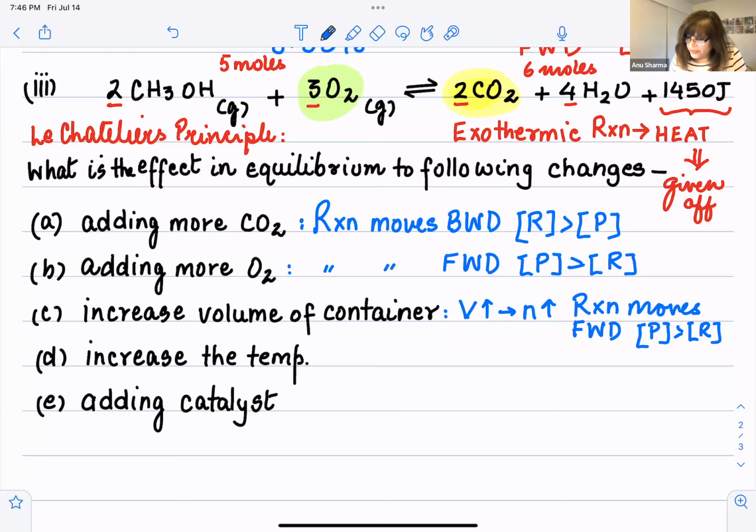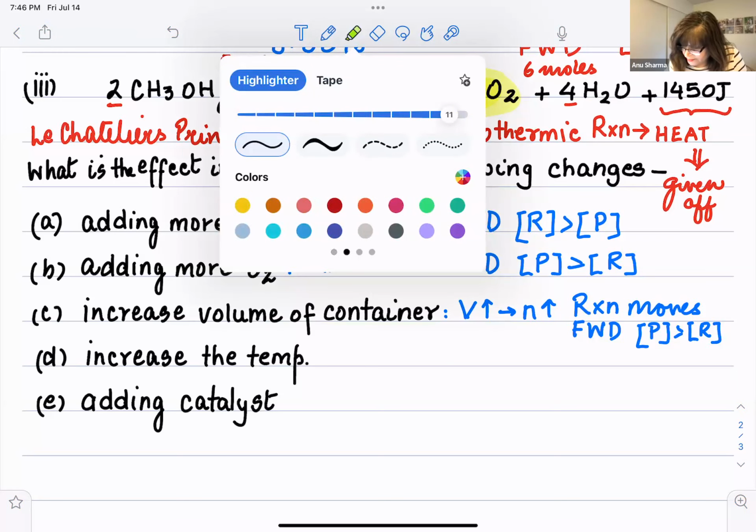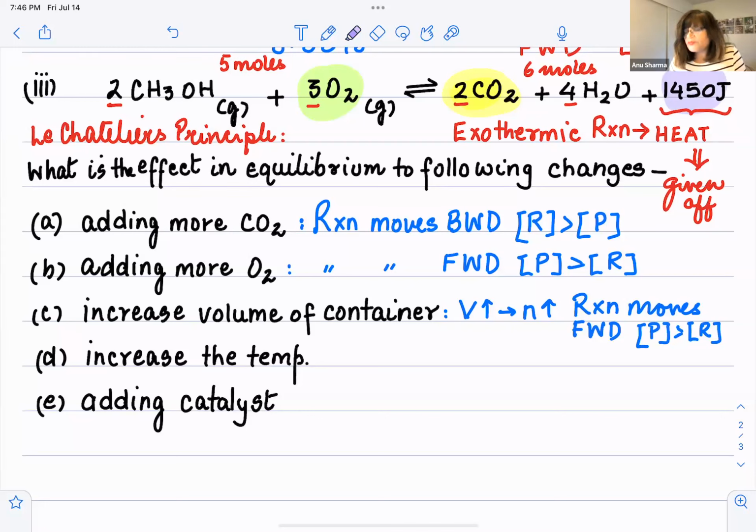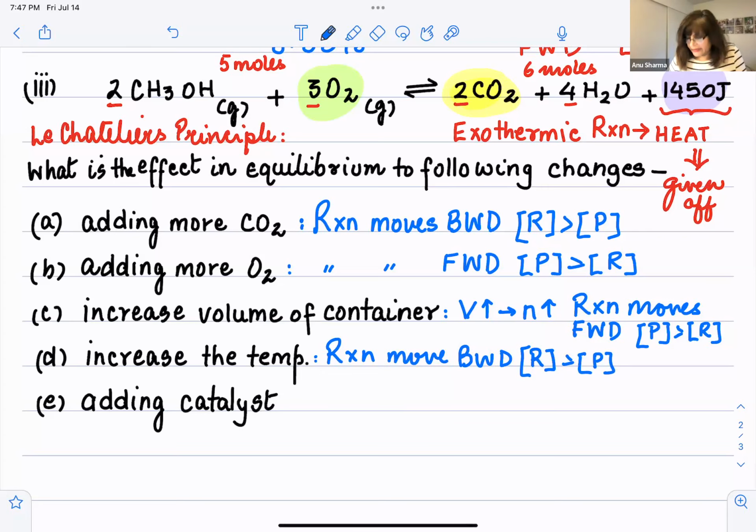All right. Now, if you increase the temperature, here's an interesting piece. You are increasing the temperature, which means that you are adding more heat, right? When you add more heat on this side, the reaction is going to move backward. BWD is backward. So that means there are more reactants than the products. Okay, now if you add a catalyst, what happens? No change. A catalyst has no effect on the equilibrium.